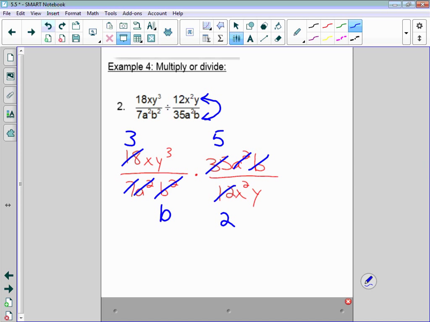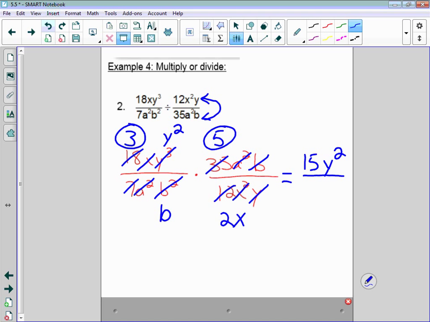With the x's, I have an x in the numerator and x squared in the denominator, so this x will cancel, but we will be left with an x down here. And then the y cubed and the y: that y will cancel, but we'll be left with y squared up here. Try to be very careful with this because it's easy to forget to write something down in this next step. As we look at that numerator, we have a 3 and a 5 that we can multiply together, so that would be 15. We still have that y squared, and then in the denominator we have 2xb. Let me clean that up.